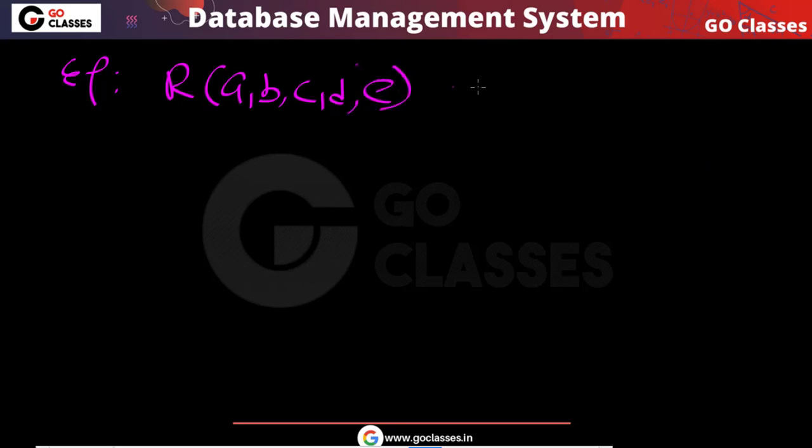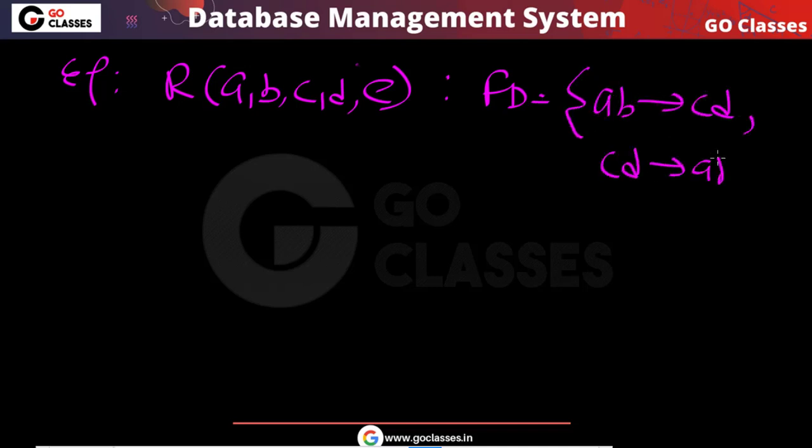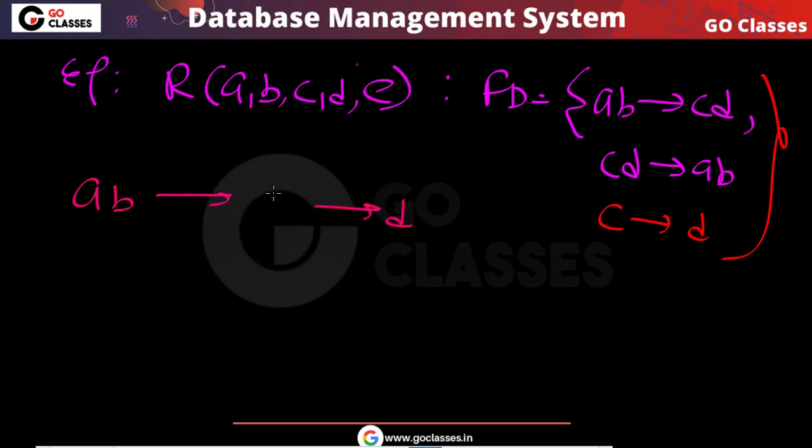Let's assume the set of functional dependencies is: AB determines CD, CD determines AB, and also C can determine D. Now you can notice here that AB determines D. This would be a transitive dependency because AB can determine C and C can determine D, and C cannot determine AB. Oh, sorry, here C actually can determine AB. So this is not a transitive dependency.